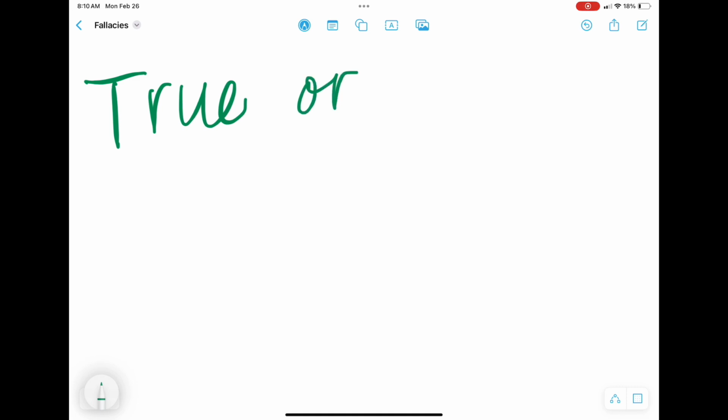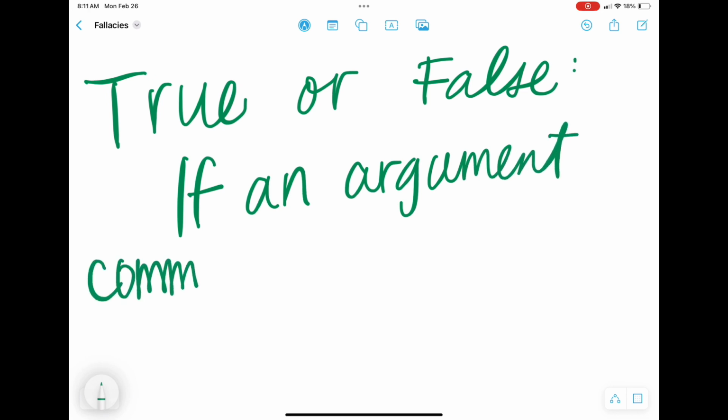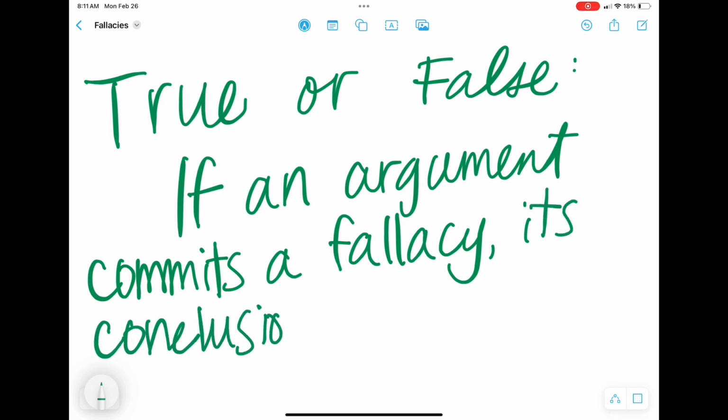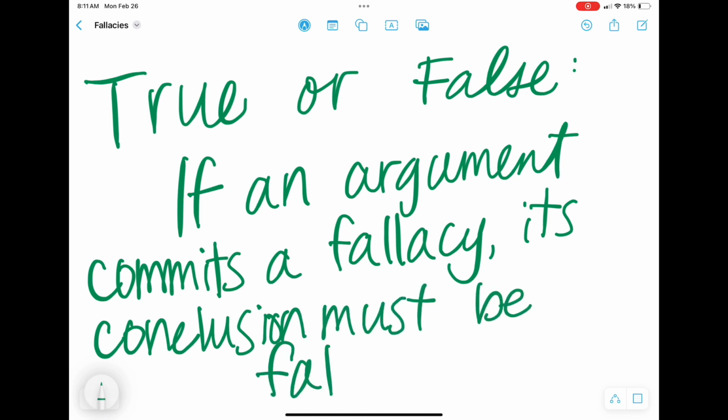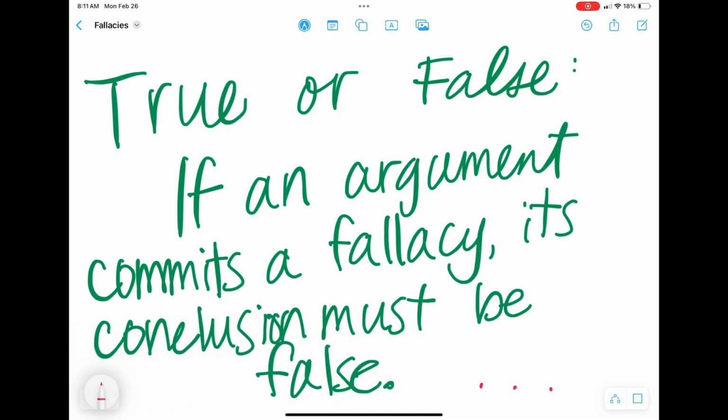So to test whether you understand the concept of a fallacy and to just kind of explain one notion, consider this question: true or false? If an argument commits a fallacy, therefore its conclusion must be false. So if an argument makes an error, makes a mistake, and has bad reasoning, do you think that means that the conclusion is always false? Take a second to think about it. Is it possible for an argument to commit a fallacy and still have a true conclusion, or does committing a fallacy automatically mean that the conclusion is false?